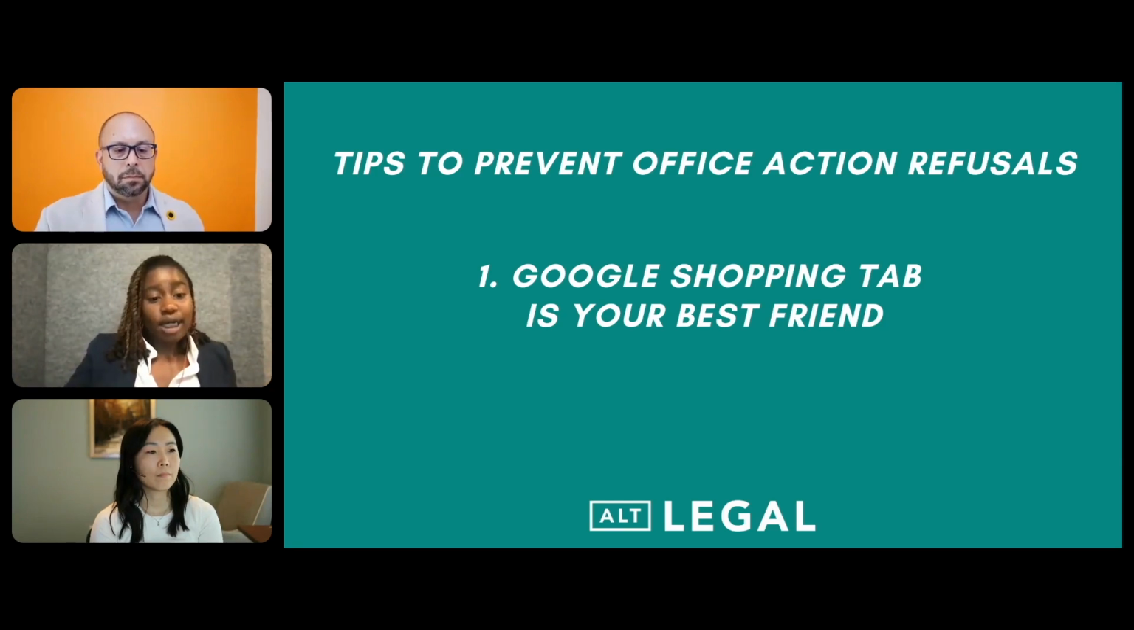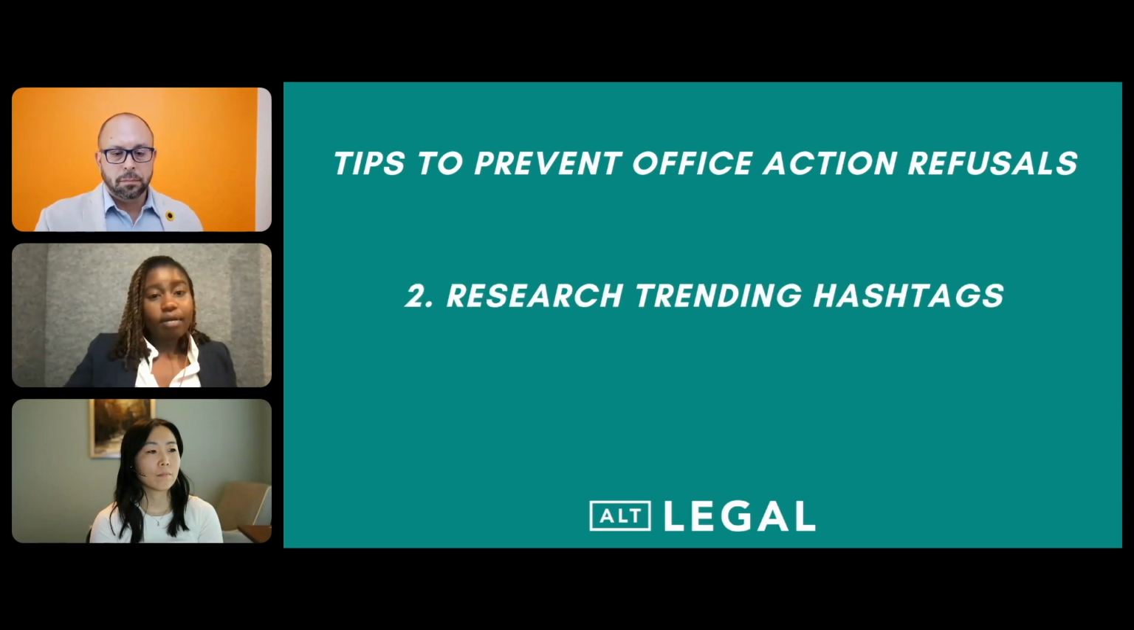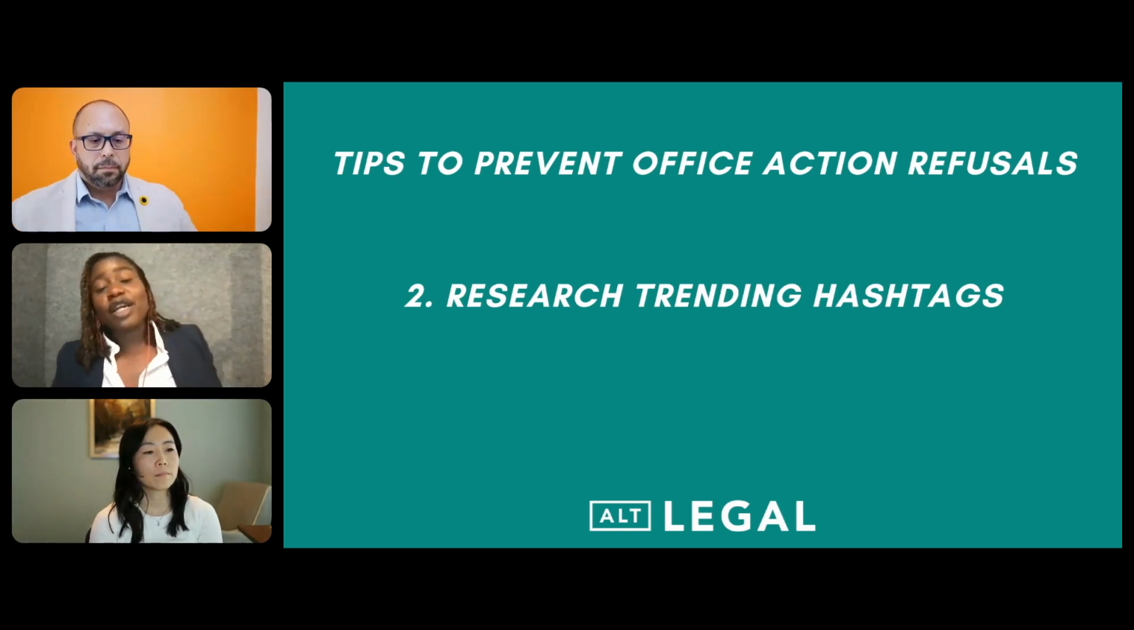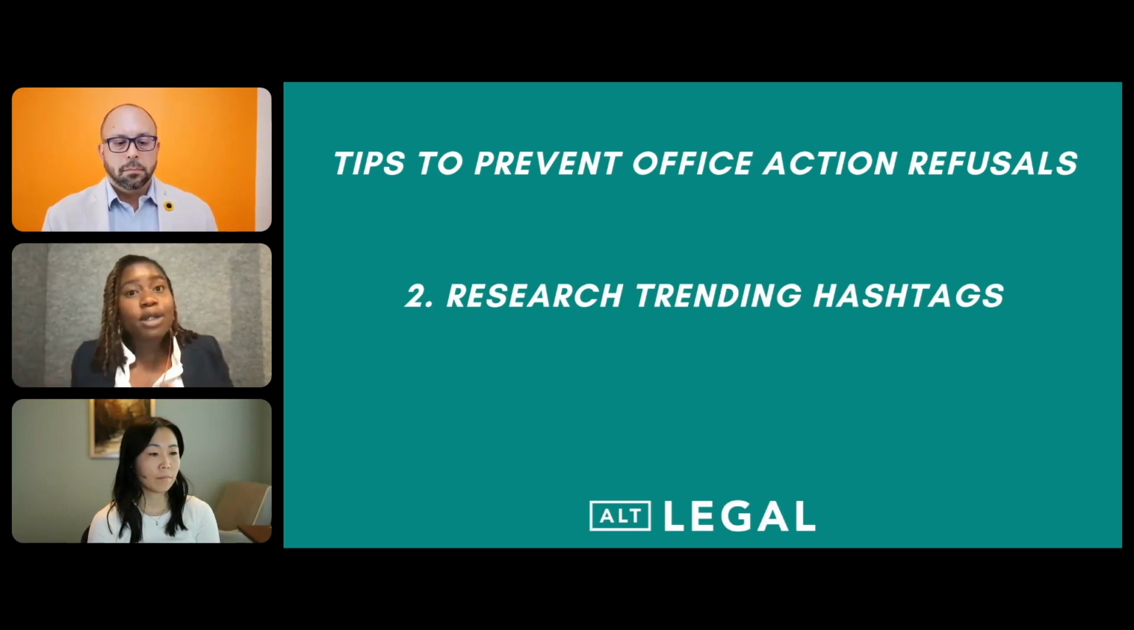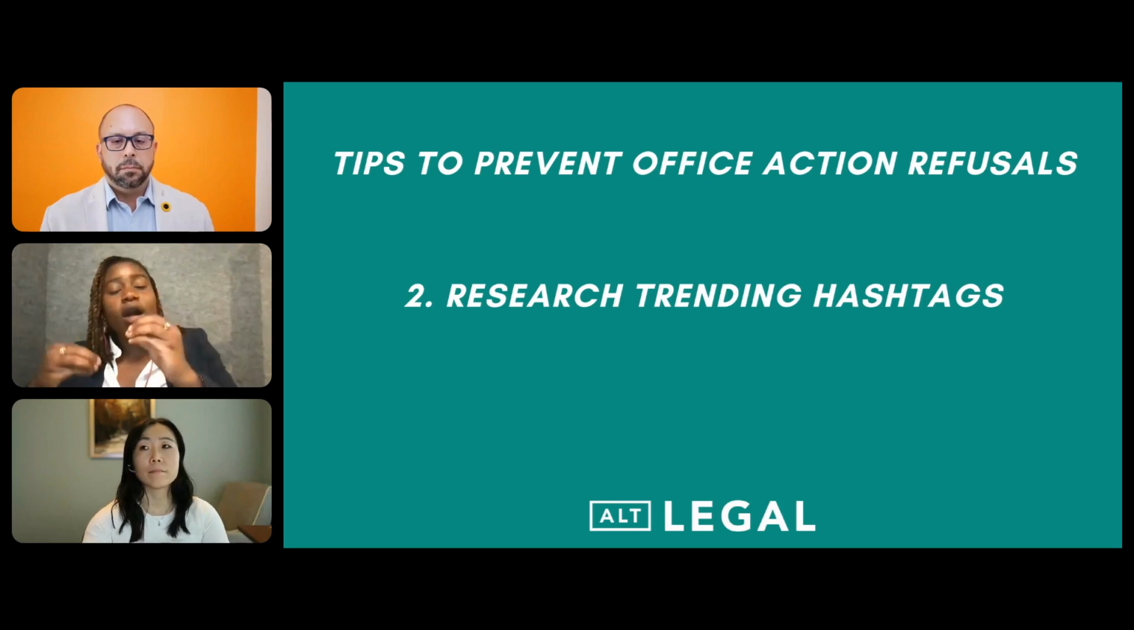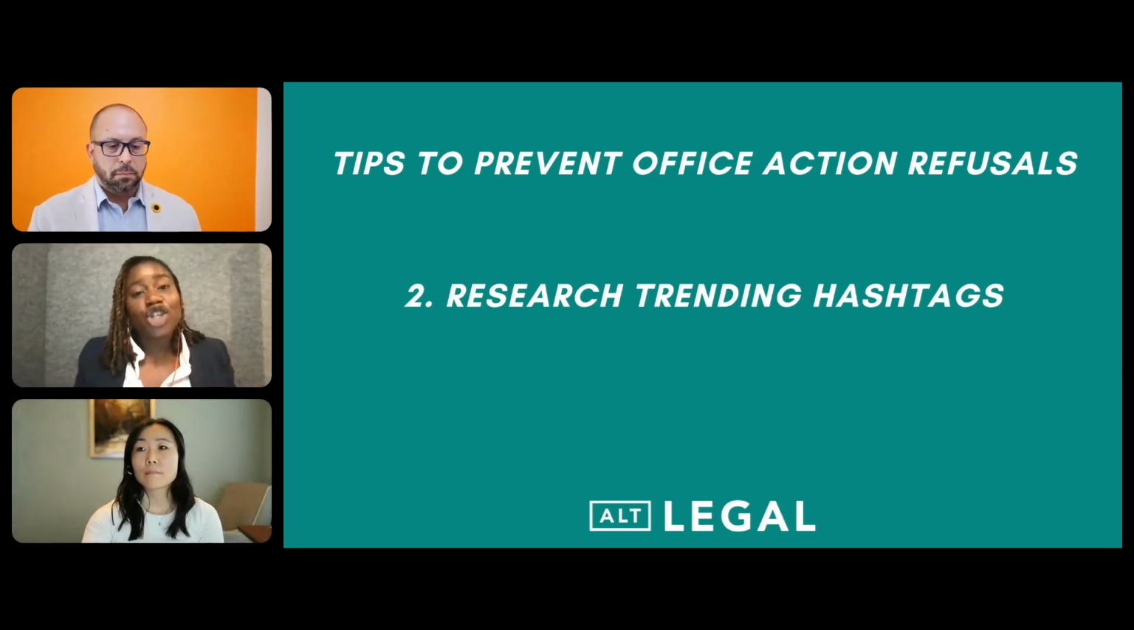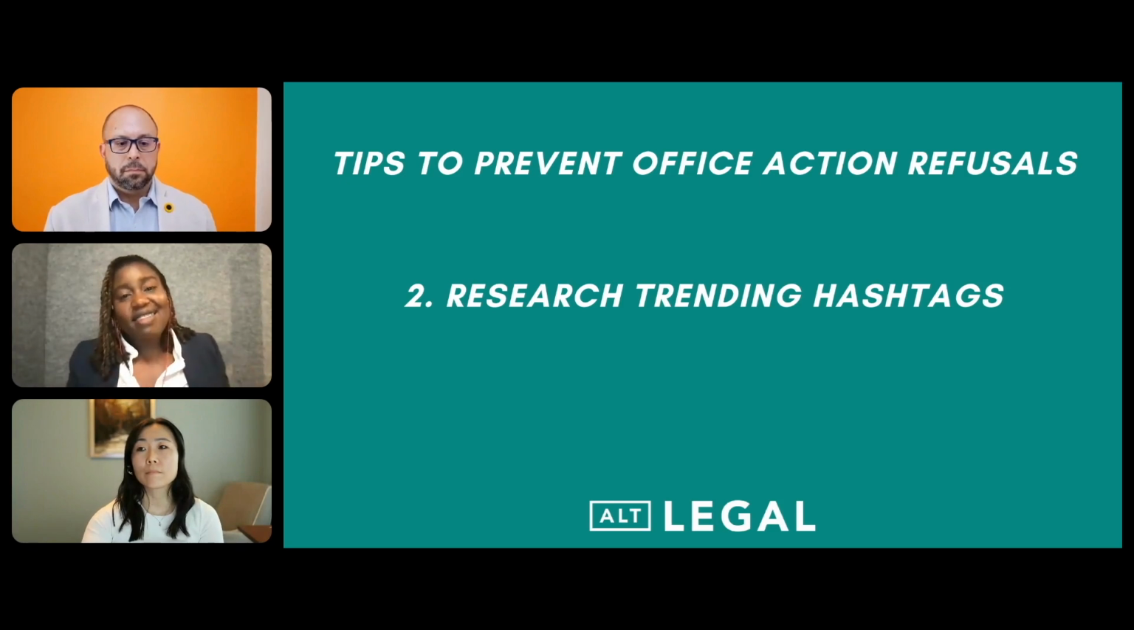The second one is narrow your niche. Narrow your niche in terms of really arguing who the consumer is, and also research trending hashtags to see how ubiquitous this mark is, because the more ubiquitous it is, the more likely it is that the USPTO is going to refuse your mark on failure to function grounds. Grab similar registrations that support your argument. So gather registrations to see if there are similar arguments that can be made, or arguments citing to similar registrations to show that by other examining attorneys, this mark was seen as a functioning trademark.